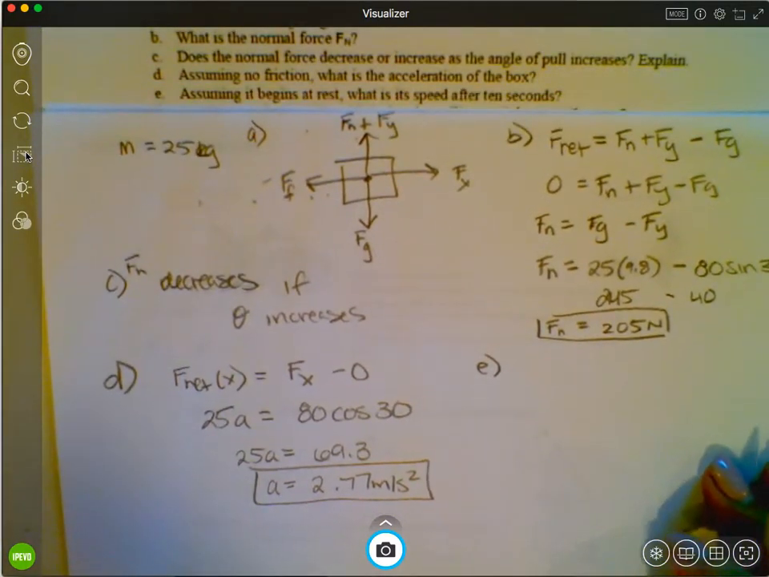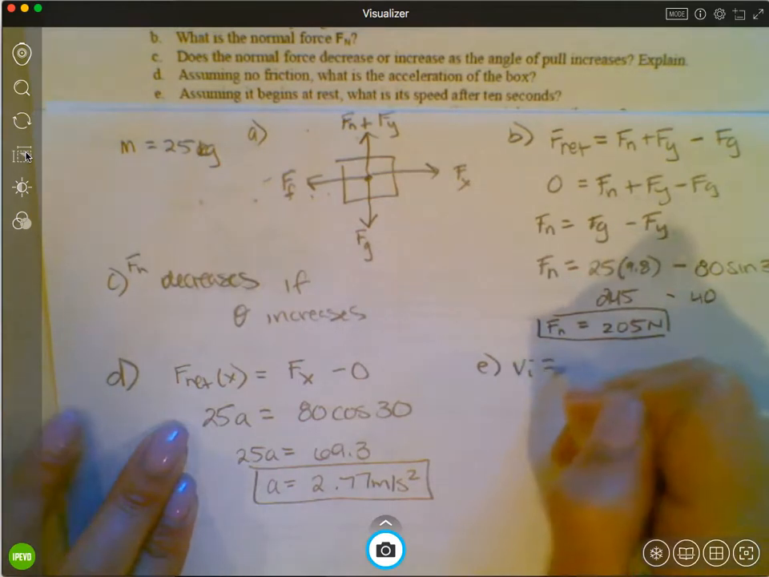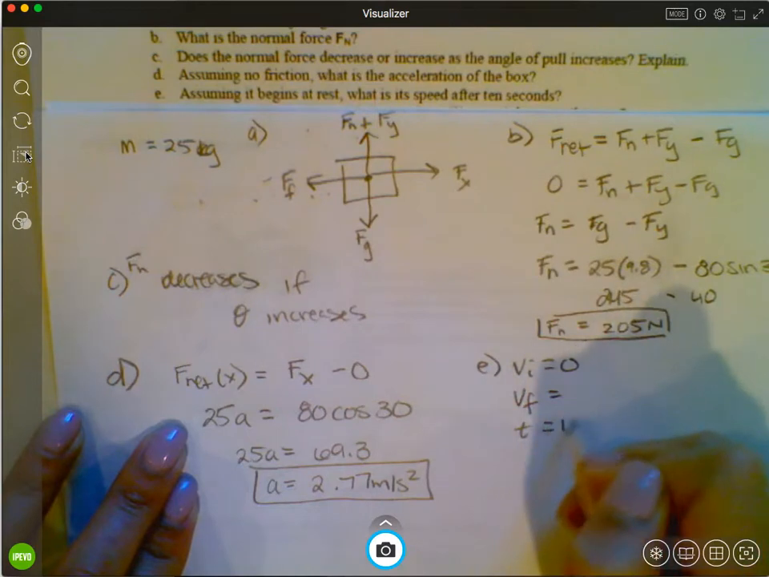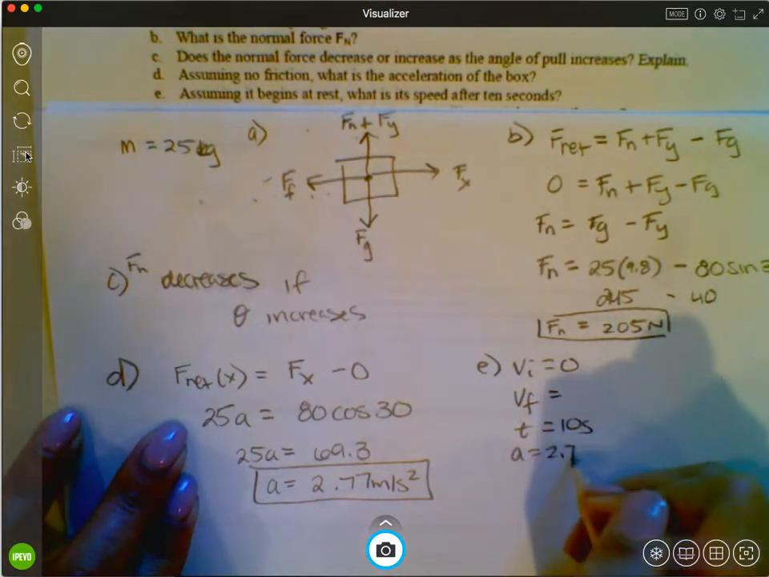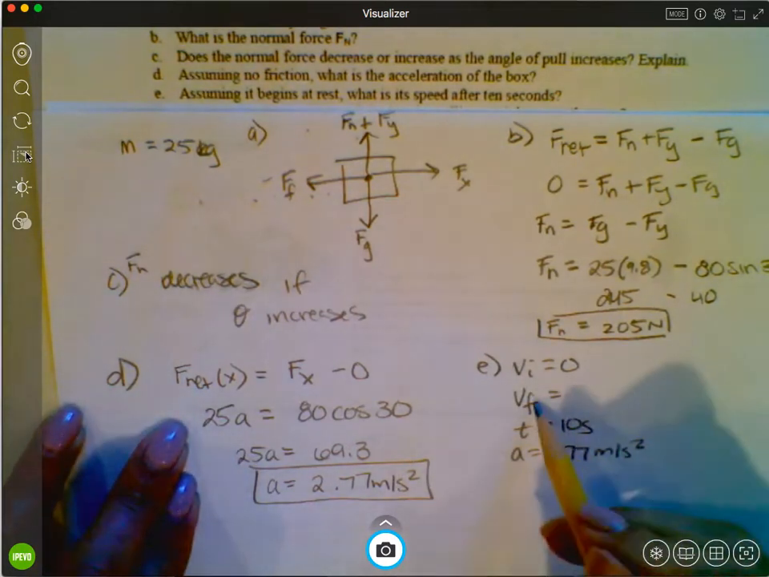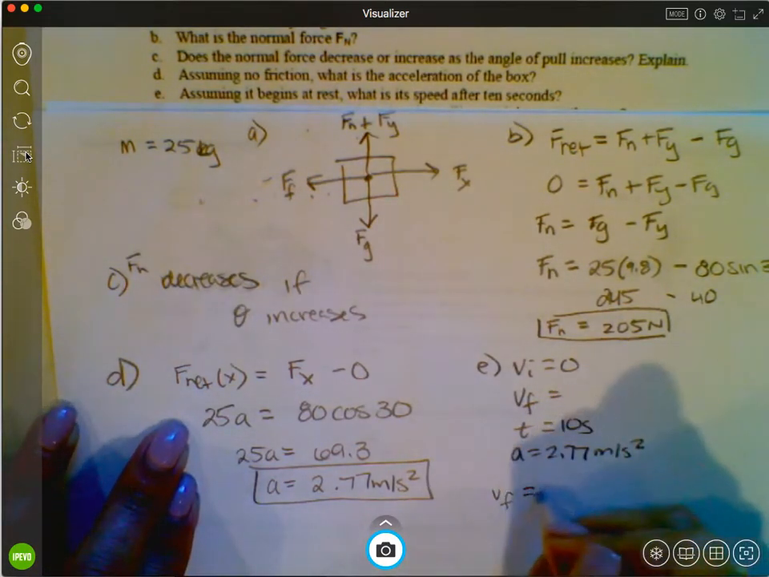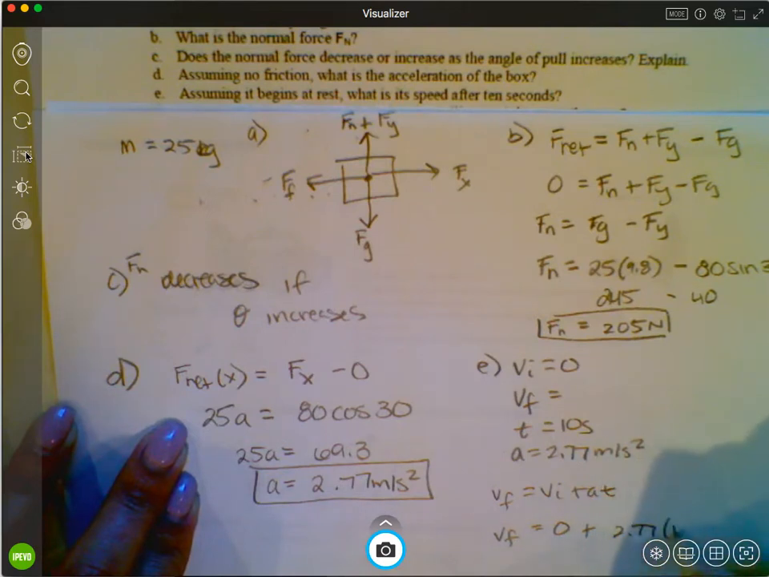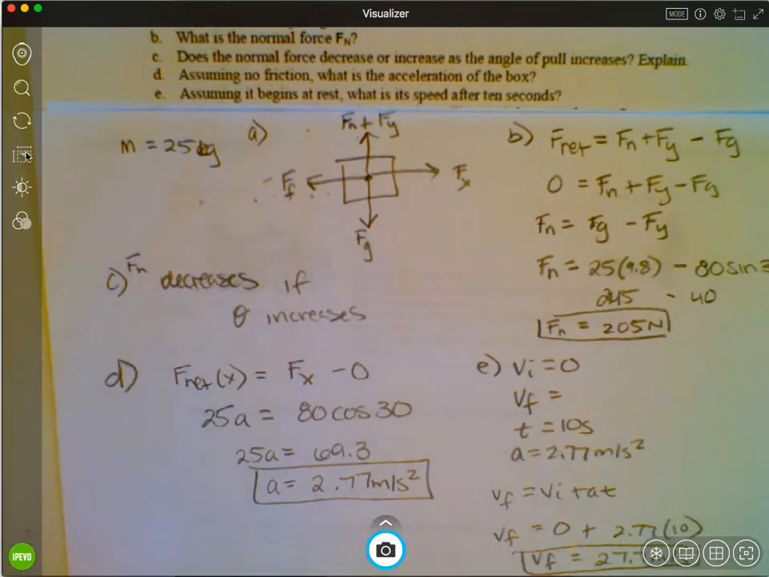E. Assuming it begins at rest, what is the speed after 10 seconds? So using what I know from my previous answer, writing down the variables, I'm looking for Vf. I'm going to use this equation. So Vf would actually be 27.7 meters per second. Okay.